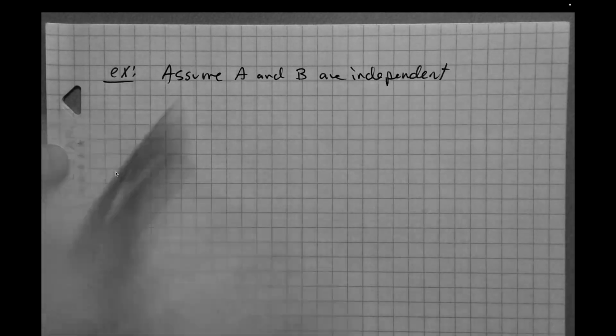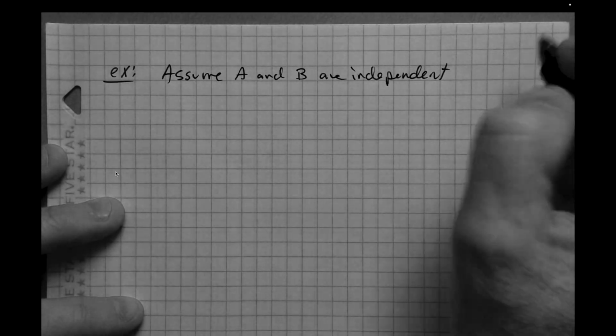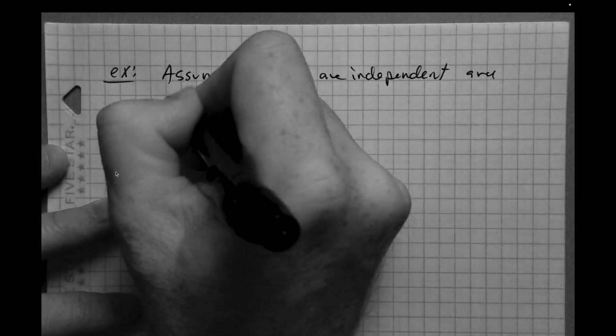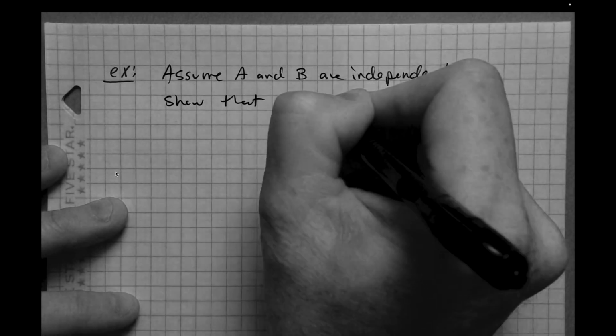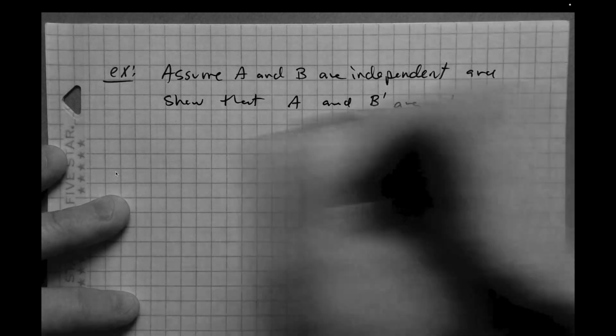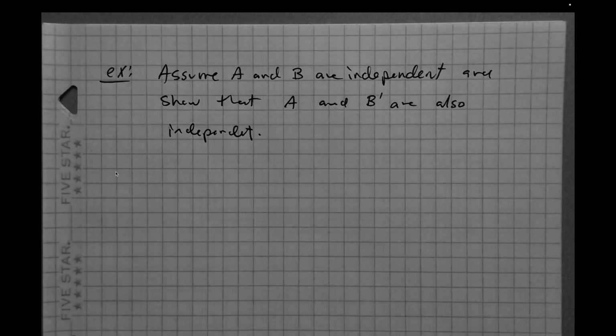So we have independent events, and let's show that A and B complement are also independent. Assume A and B are independent, and we'll show that A and the complement of B are also independent. Like the previous example, where we said if A and B are independent, then their complements are too, this will be one case of getting to that truth. So let's talk through how we might demonstrate this.